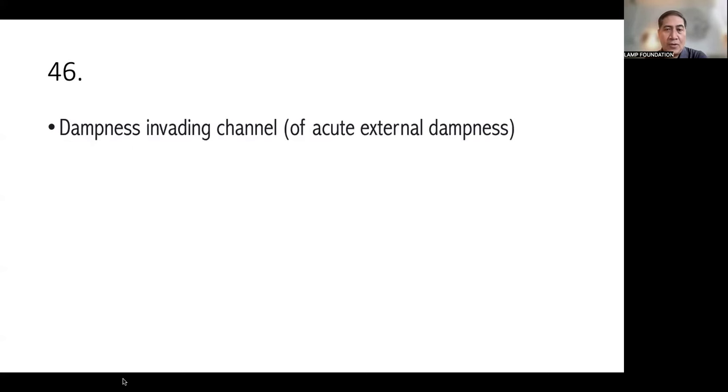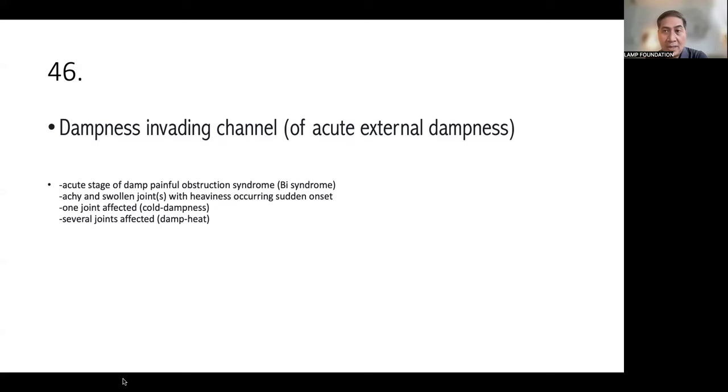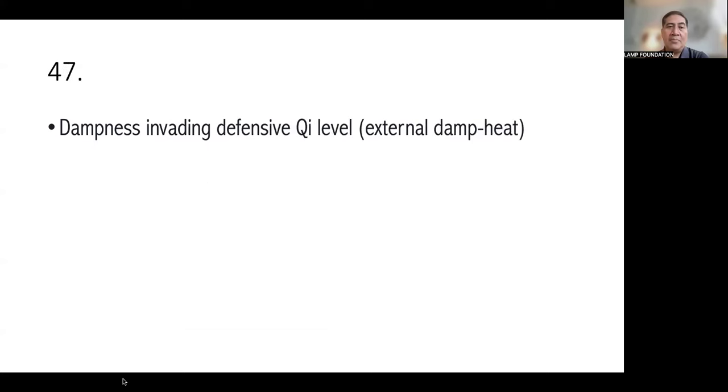Okay. Number 46, dampness invading the channel, acute external dampness. At an acute stage of painful obstruction syndrome, the Bi syndrome, achy and swollen joints with heaviness occurring with sudden onset. If only one joint is affected, that's called dampness. If several joints are affected, that's damp heat. Dampness invading the defensive qi level, or external damp heat manifestations.